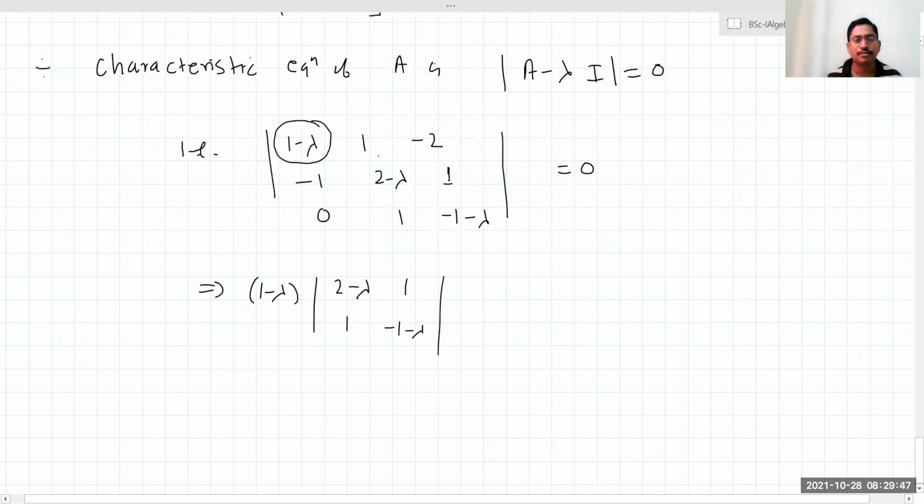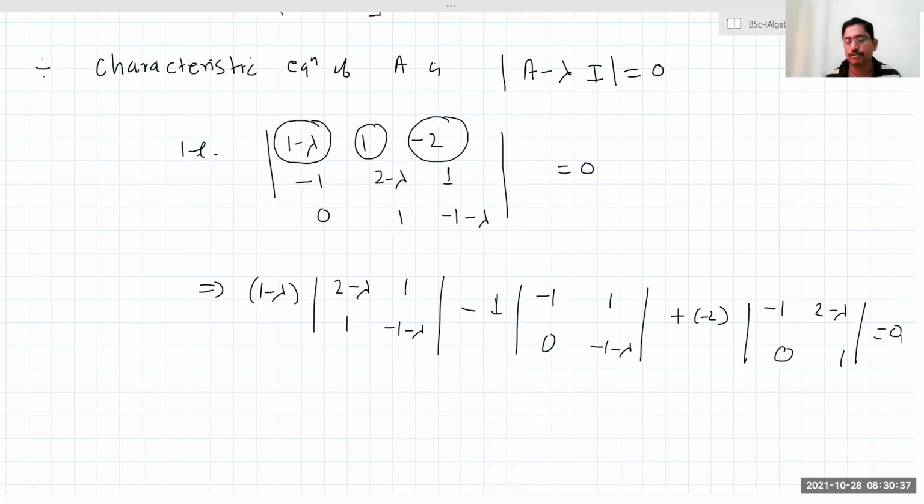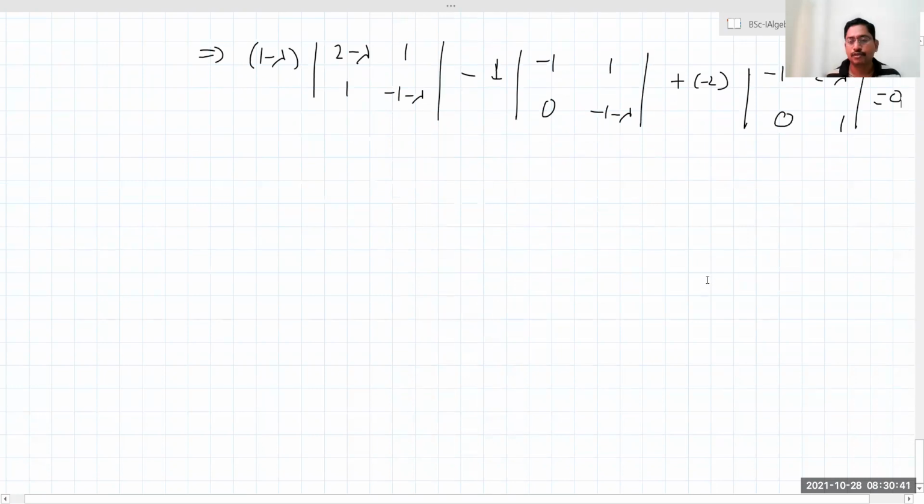This multiply by, delete the row and column and write the determinant of the remaining. So we have started with plus sign because this is the A11 entry, for A12 we have to write minus here. So minus 1 multiplied by the 2 by 2 determinant. This one belongs to the second column and first row, so remove that second column and first row. What is remaining? Minus 1, 1, 0, minus 1 minus lambda. This is the way of expansion of the determinant. And plus the last entry, this minus 2. Remove this row and column, the remaining 2 by 2 determinant, that is the minor of order 2. Minus 1, 2 minus lambda, 0 and 1. This is equal to 0 because it is an equation, a characteristic equation. When you say equation, you have to equate something. So what next?